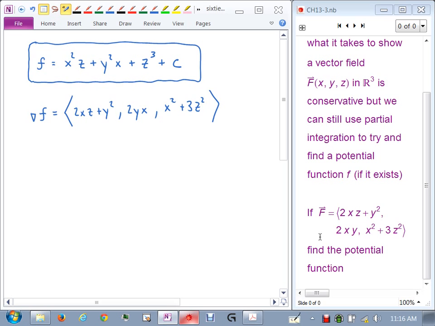In 2 sections from now, we will actually show what conditions we need in order to determine a vector field is conservative in 3-dimensional space. In 2D, we had a formula, and it was easy to check. But in 3-dimensional, we have to use something else.